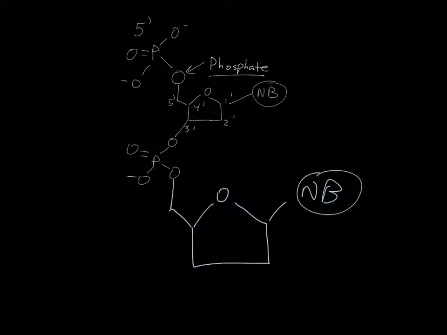But this is, again, 1, 2, 3, 4, 5 carbons. Those are the 5 carbons of your pentose. And then you get your phosphate, and it's going to keep going forever. But on the other end, at the very end of this, okay, what are you going to get? What's going to be on this end? One end is the 5 prime, and the other end is going to be a 3 prime. Do you see that? Yeah.